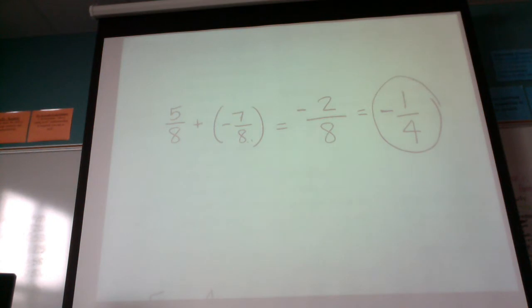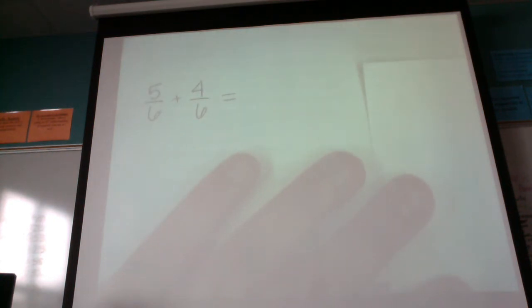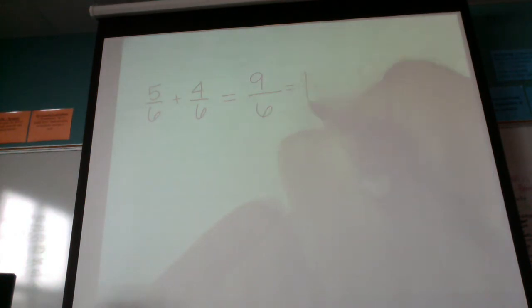Alright? A couple more here. 5/6 plus 4/6. That same 6 denominator, 5 plus 4 is 9. How many whole times can 6 go into 9? Once with 3 left over. I know 3/6 can be simplified further, so it's going to be 1/2.